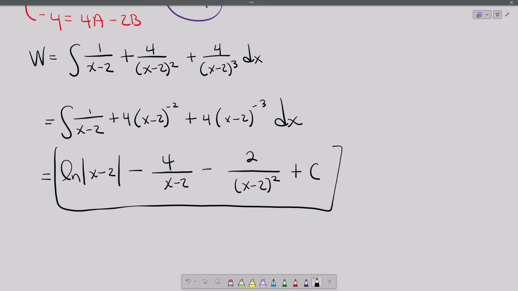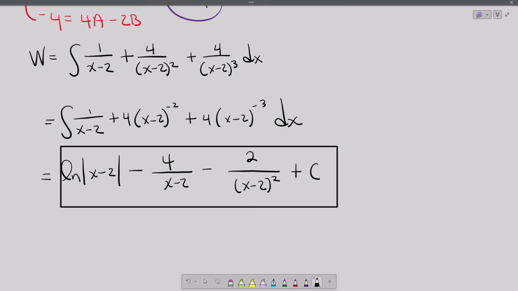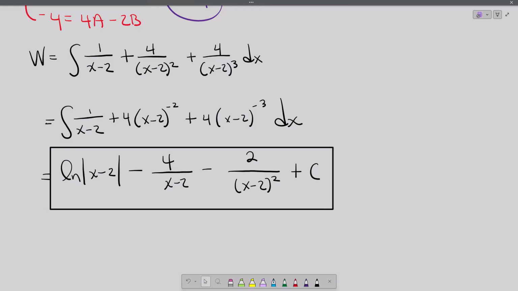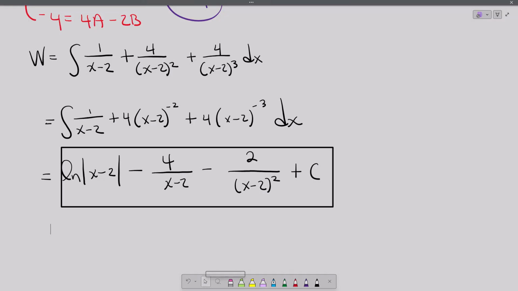So there's our antiderivative. Our family of antiderivatives, more precisely. Or the general antiderivative, some books will call it.